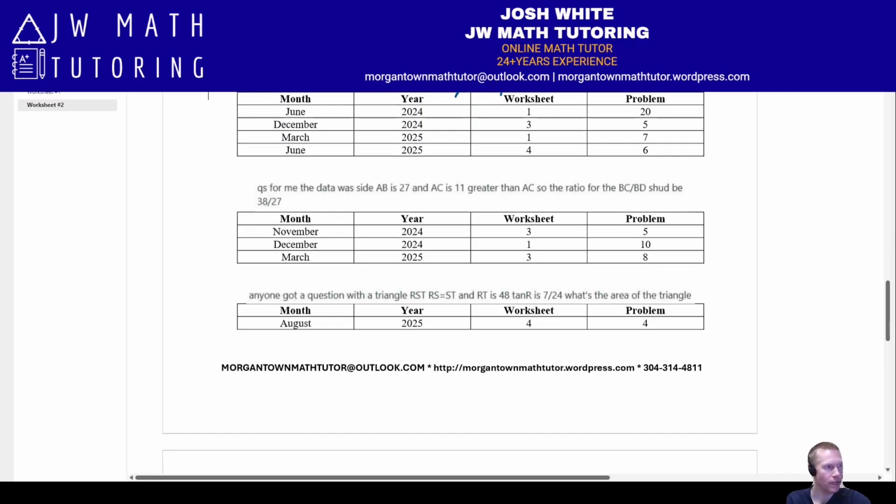Okay, the next one is another very common one. The right triangle, where you're given the length of one side, and you're told another side is so many more than that side, or could be so many less than that side. Then you draw an altitude to the hypotenuse of the right triangle, and it asks, what's the ratio of BC to BD? BC is basically one of the sides of the triangle, and BD is the altitude. This one was covered previously.